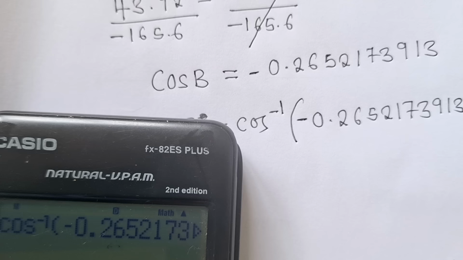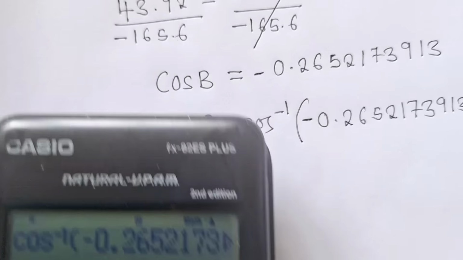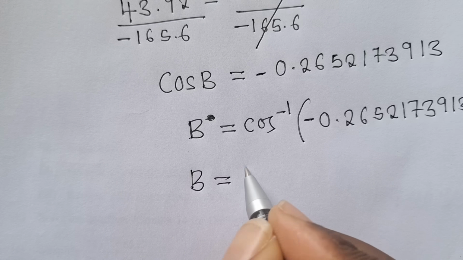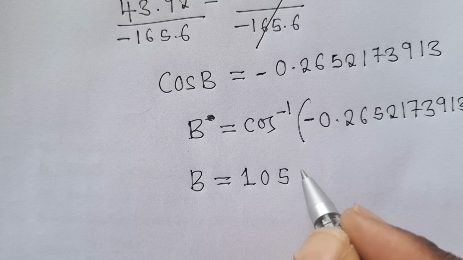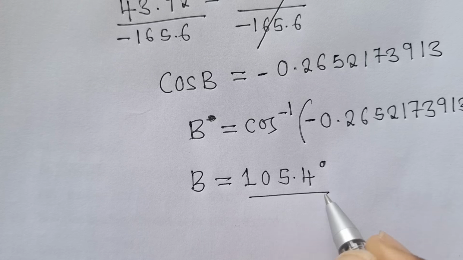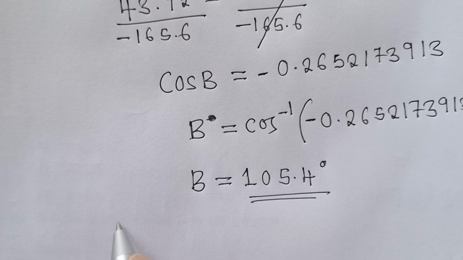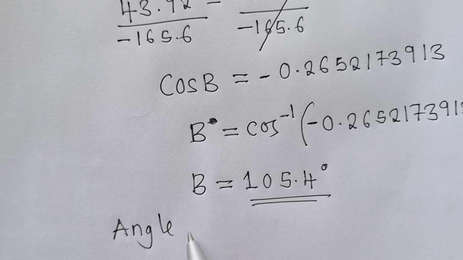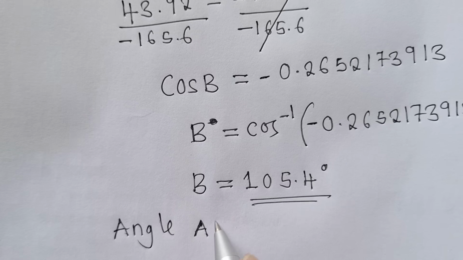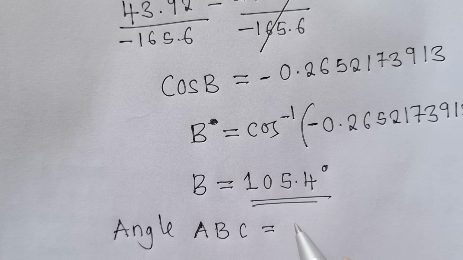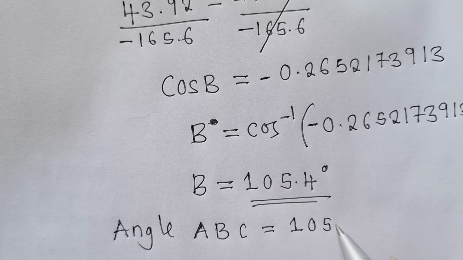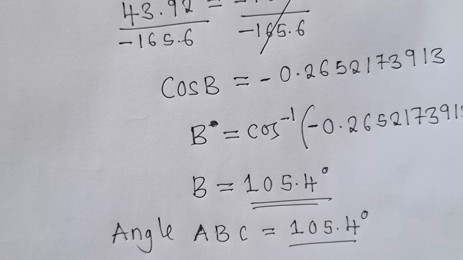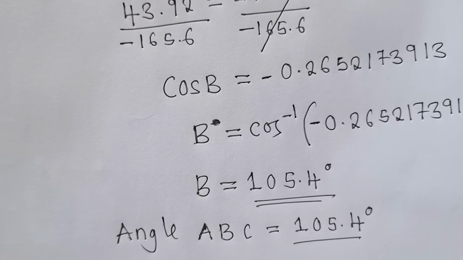And then you say okay, it's giving us a 105. So this B, or angle B, is equal to 105.4 degrees in one decimal place. So we can say angle ABC is equal to 105.4 degrees. This is what we are looking for. We now go to the next question.